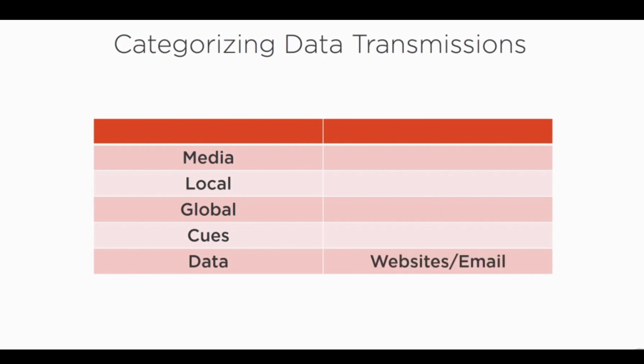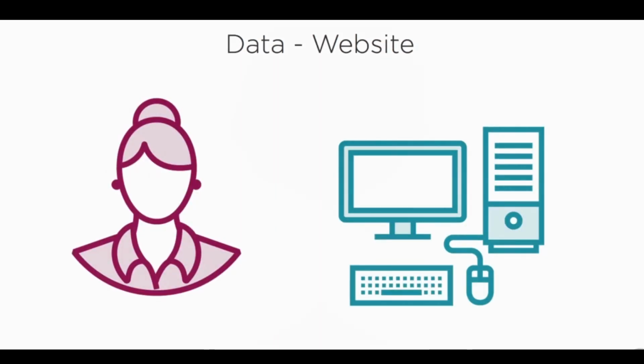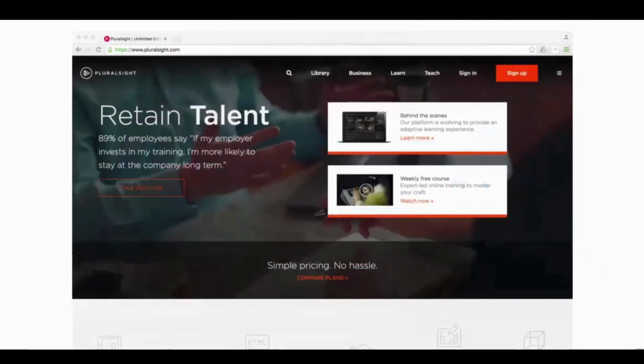So first we're going to start with a website as our data. We can have websites or email being transferred here, but we're going to start with a website. We're going to assume that our user here wants to go to pluralsight.com. So she types www.pluralsight.com into her computer, and effectively what that does is it goes and grabs Pluralsight's web page and brings it down to the local computer where our user is working.